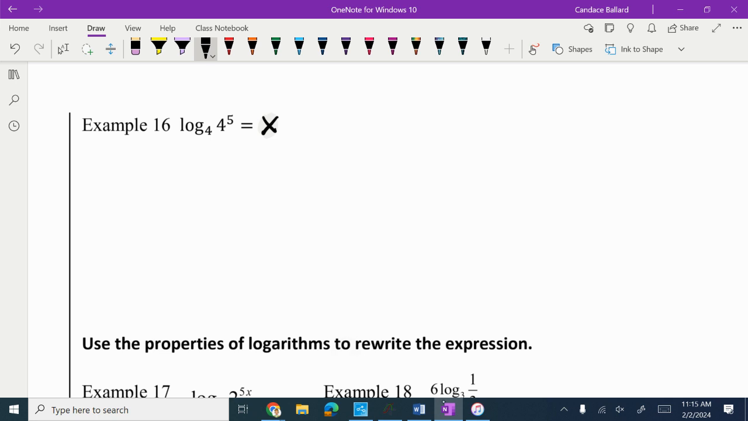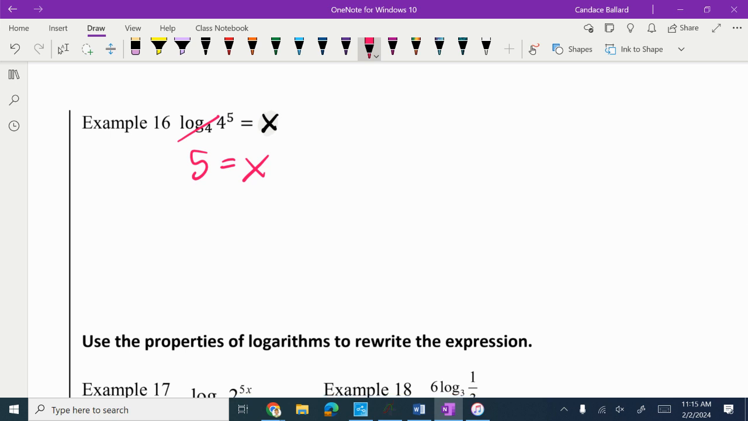All right, what happens with log base 4 of 4? Cancels. So 5 equals x. Okay, and it looks like we almost did nothing, right? Because it's one line. Why did I give you that much space? I don't know. We didn't need that much space.